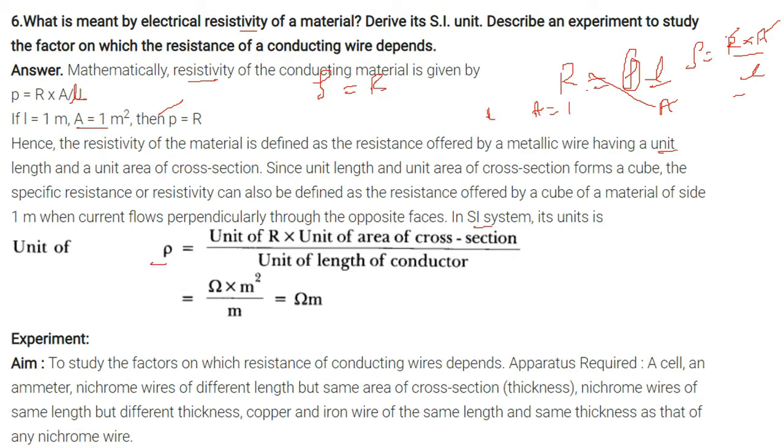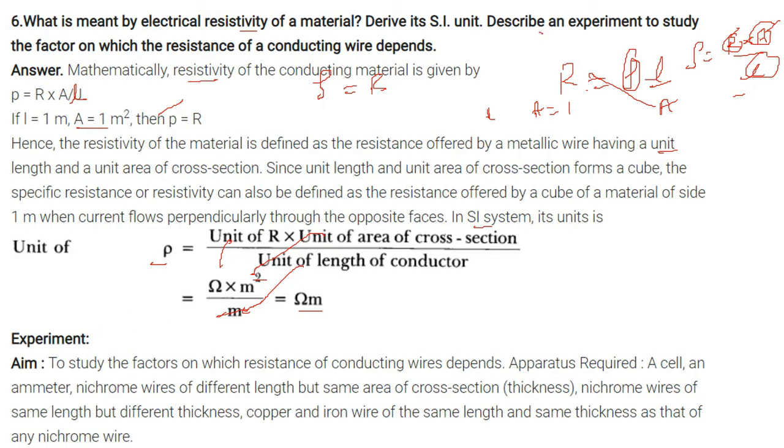So in the SI system, the unit can be given like this: rho equals the unit of R, the unit of area of cross section, and the unit of length of the conductor. So this is ohm, this is meter square, and this one is meter. So meter cancels out. So ohm meter remains.